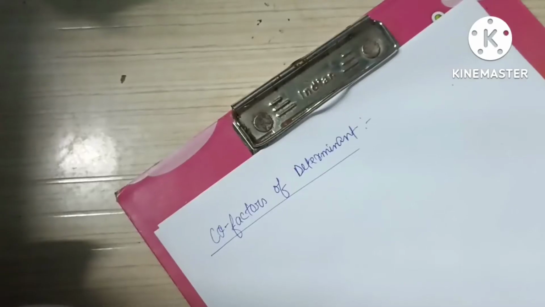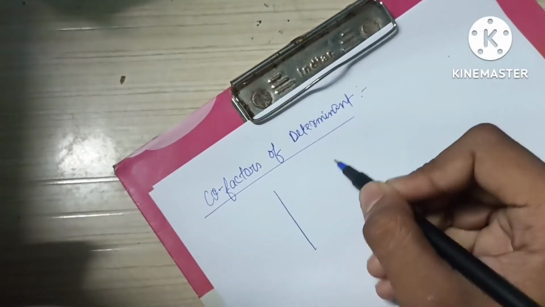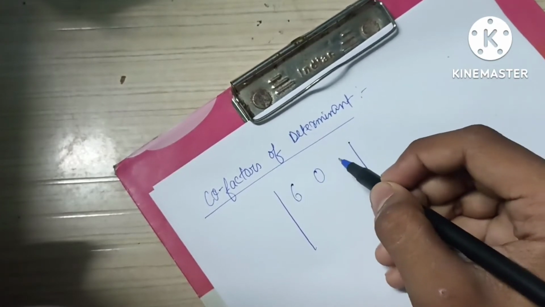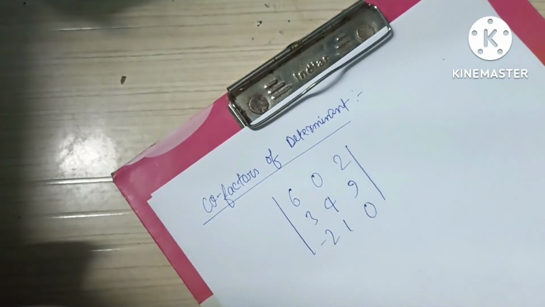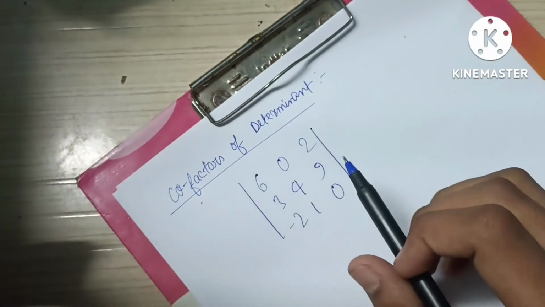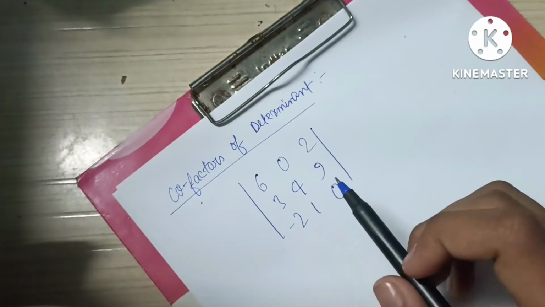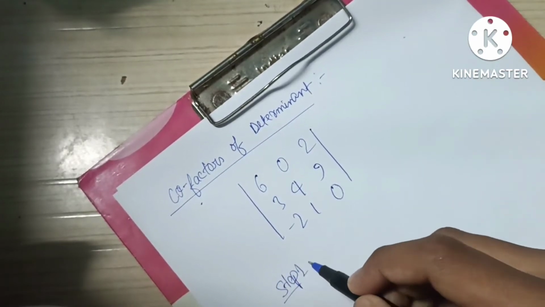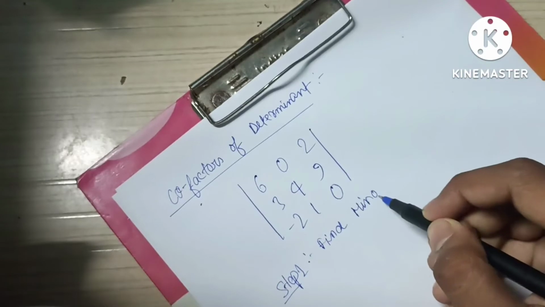Okay, so let's go to another topic, that is the cofactor of a determinant. Let us take a determinant here: 6, 0, 2, 3, 4, 9, -2, 1, 0. So this is a third order determinant. We need to find now the cofactors of the elements of the determinant. For finding the cofactors, we need to find the minor of the element. Step 1, find the minor of that element.